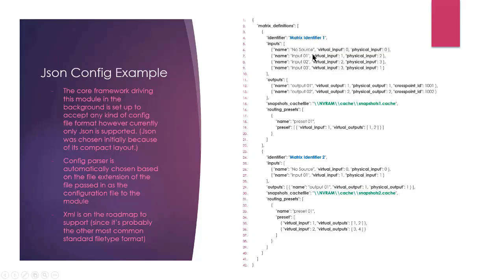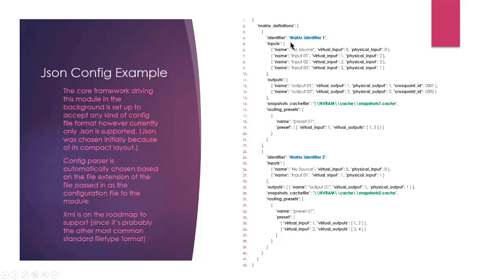So here's a very basic JSON config example. XML is on the roadmap for support, since it's probably the second most common standard configuration file type format. The reason why I went with JSON first is because it's a little more minimal. It's easier to deal with, in my opinion, and the overall file size is going to be much smaller because you don't have all these XML tags and stuff that looks pretty ugly to me.